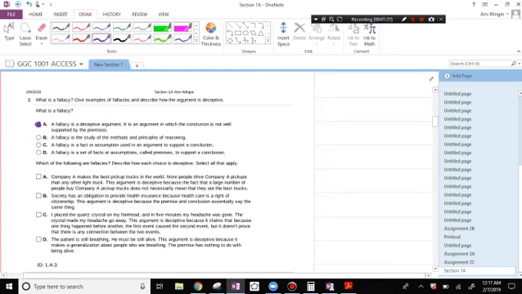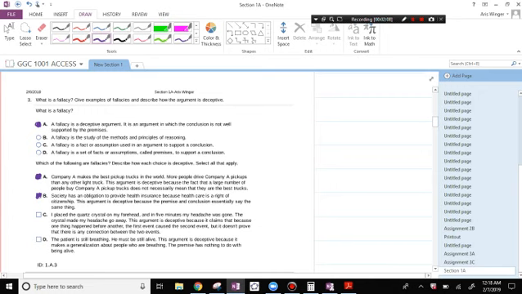Which of the following fallacies describe how each choice is deceptive? Company A makes the best pickup trucks in the world. More people drive Company A pickup trucks than any other light truck. This argument is deceptive because the large number of trucks people buy does not necessarily mean that they are the best trucks. That is certainly true, so that's a fallacy. Society has an obligation to provide health insurance because health care is a right of citizenship. This argument is deceptive because the premise and the conclusion essentially say the same thing. That is also a fallacy.